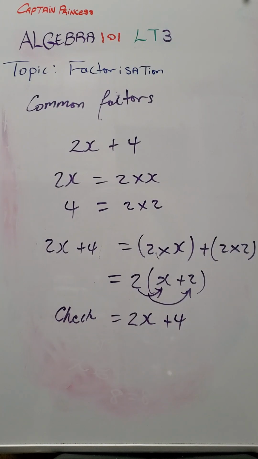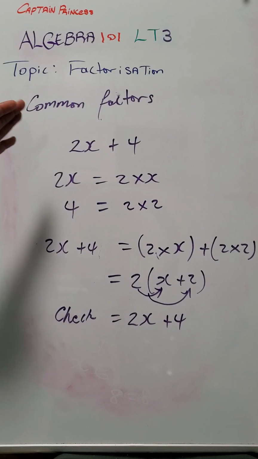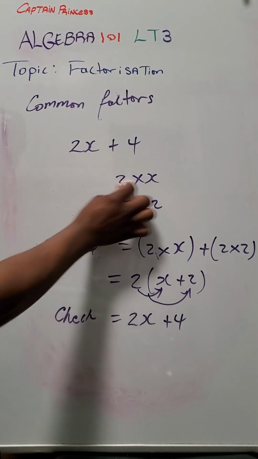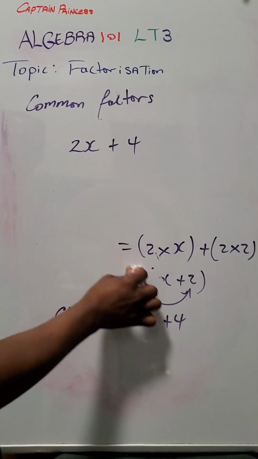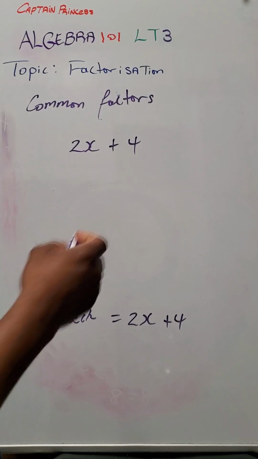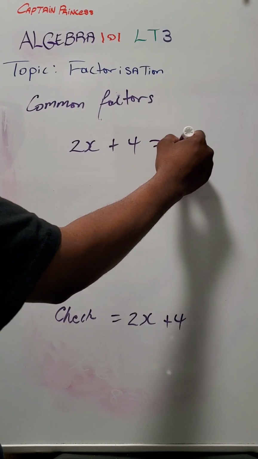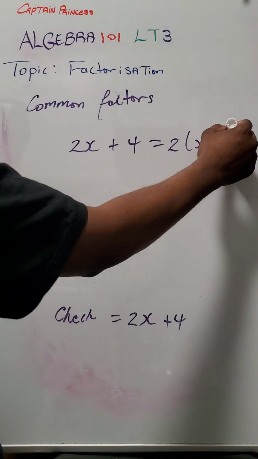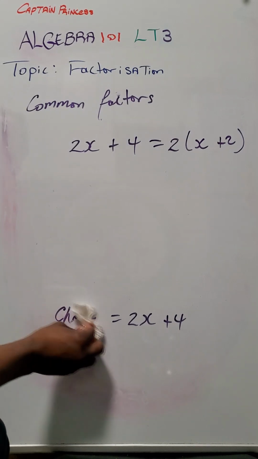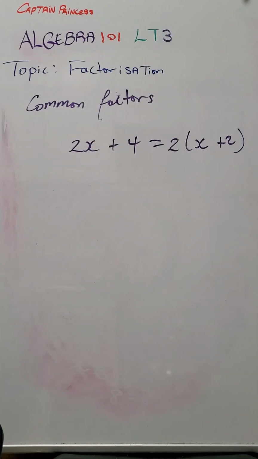So guys, I will not be doing this type of question this long way. This is just to explain, to show you the mathematical principle behind this. Because if we were to eliminate the whole of this and the whole of this, we will end up with 2 open bracket x plus 2, which will give the factor of that. So that is what we're going to do, the short method of the common factor.